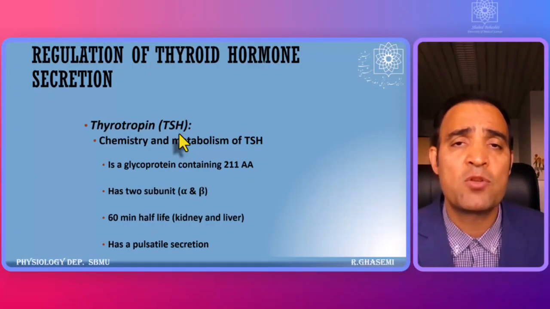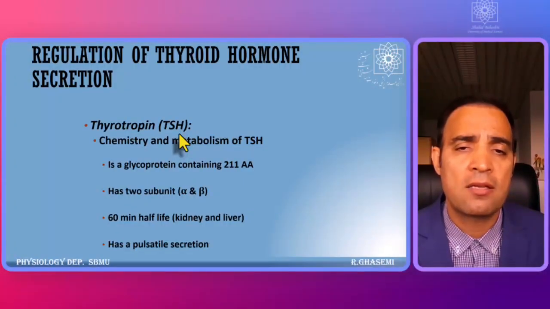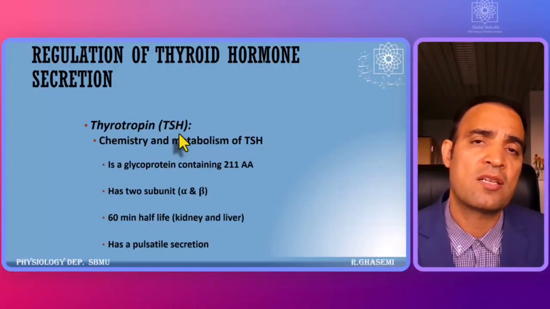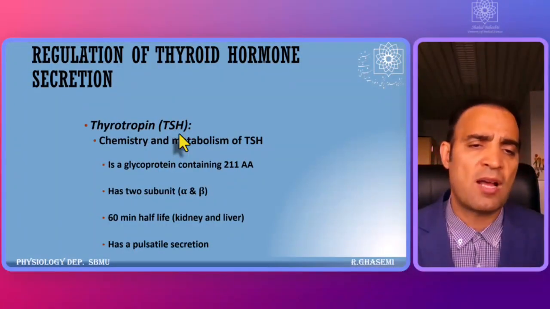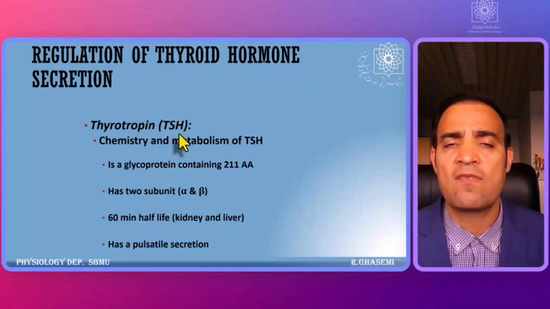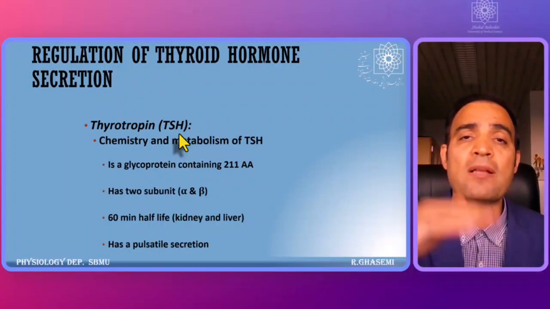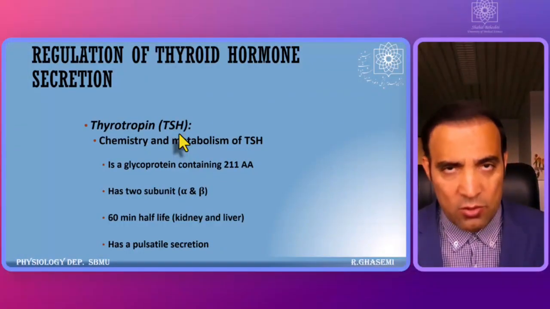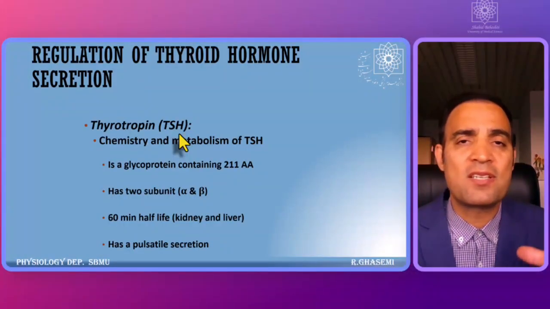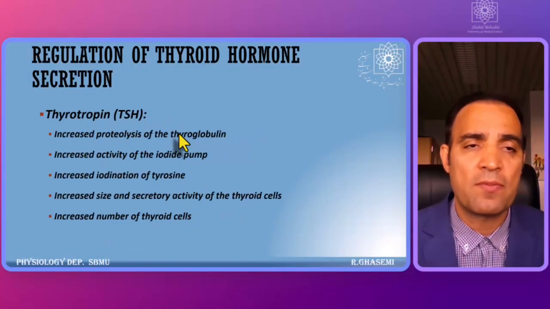TSH that is released from the pituitary gland is a glycoprotein that contains about 211 amino acids. I told you it has two subunits, alpha and beta, and has a half-life of 1 hour. And it has a pulsatile secretion that I told you before, and this pulsatile secretion is important for not allowing desensitization to happen.